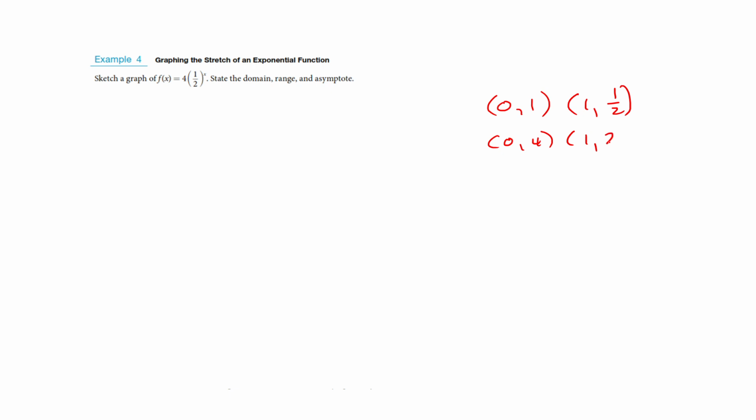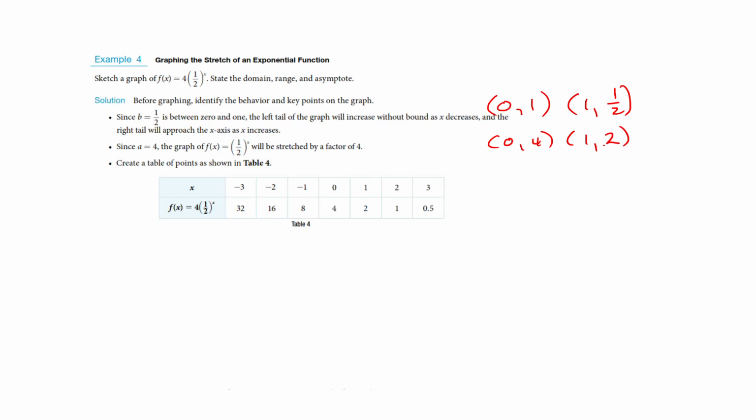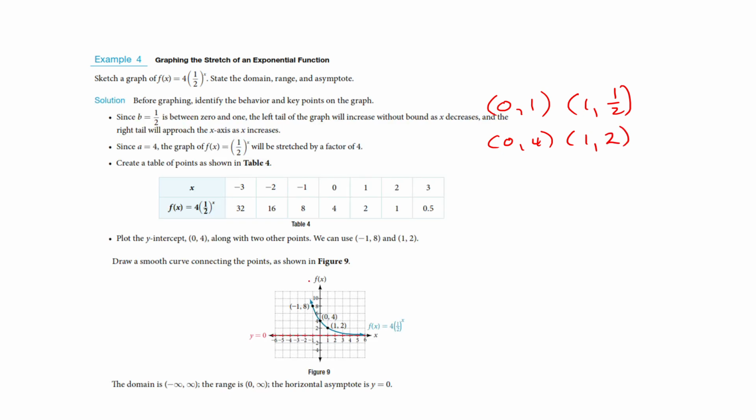Now 1/2 times 4 is 2. So we originally had 0, 1. Well, now we have 0, 4. We originally had 1 and 1/2. Now we have 1 and 2. And again, they've thrown in a third point, but I don't really need that. And because it's 1/2, you could have done it just from the dots. But because it's 1/2, you see we're decaying, so we're going down.